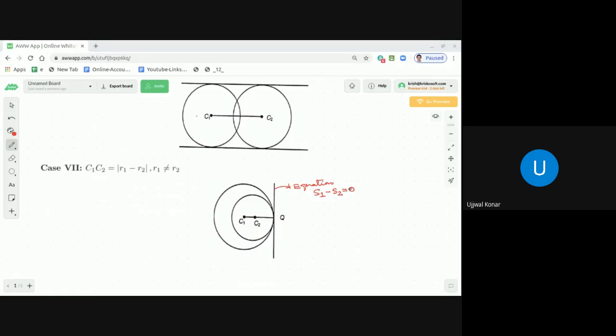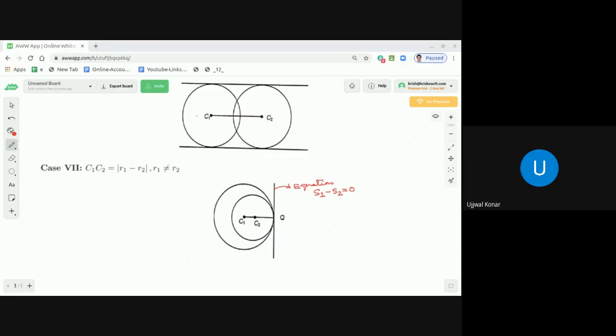Now let's proceed to the next case, dear students. That is case 8. What is that? In this case, C1C2 is either equal to 0 or C1C2 is less than mod of R1 minus R2. So what does it mean by C1C2 is equal to 0? C1C2 equal to 0 means they have to be concentric circles, correct or not?